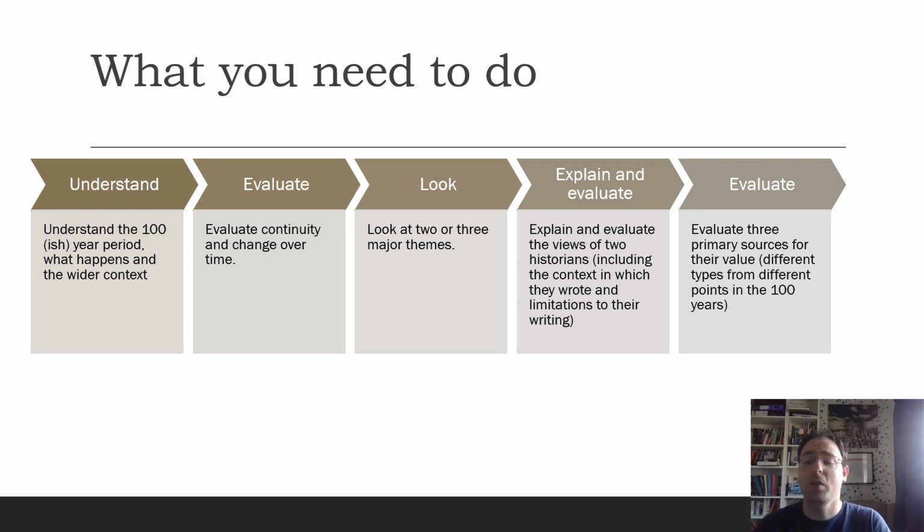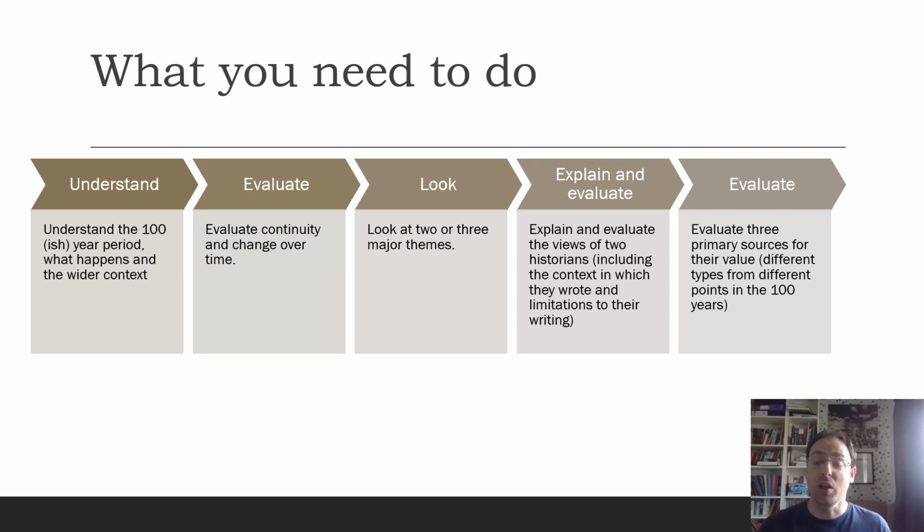Now, you also have to use primary sources. You're expected to pick out 3 primary sources. They must be at least 2 different types. So, for example, you can't have 3 speeches or 3 newspaper articles. Ideally, you want to space them out across the 100-year period. So you might want something near the beginning, something near the middle, and something near the end.